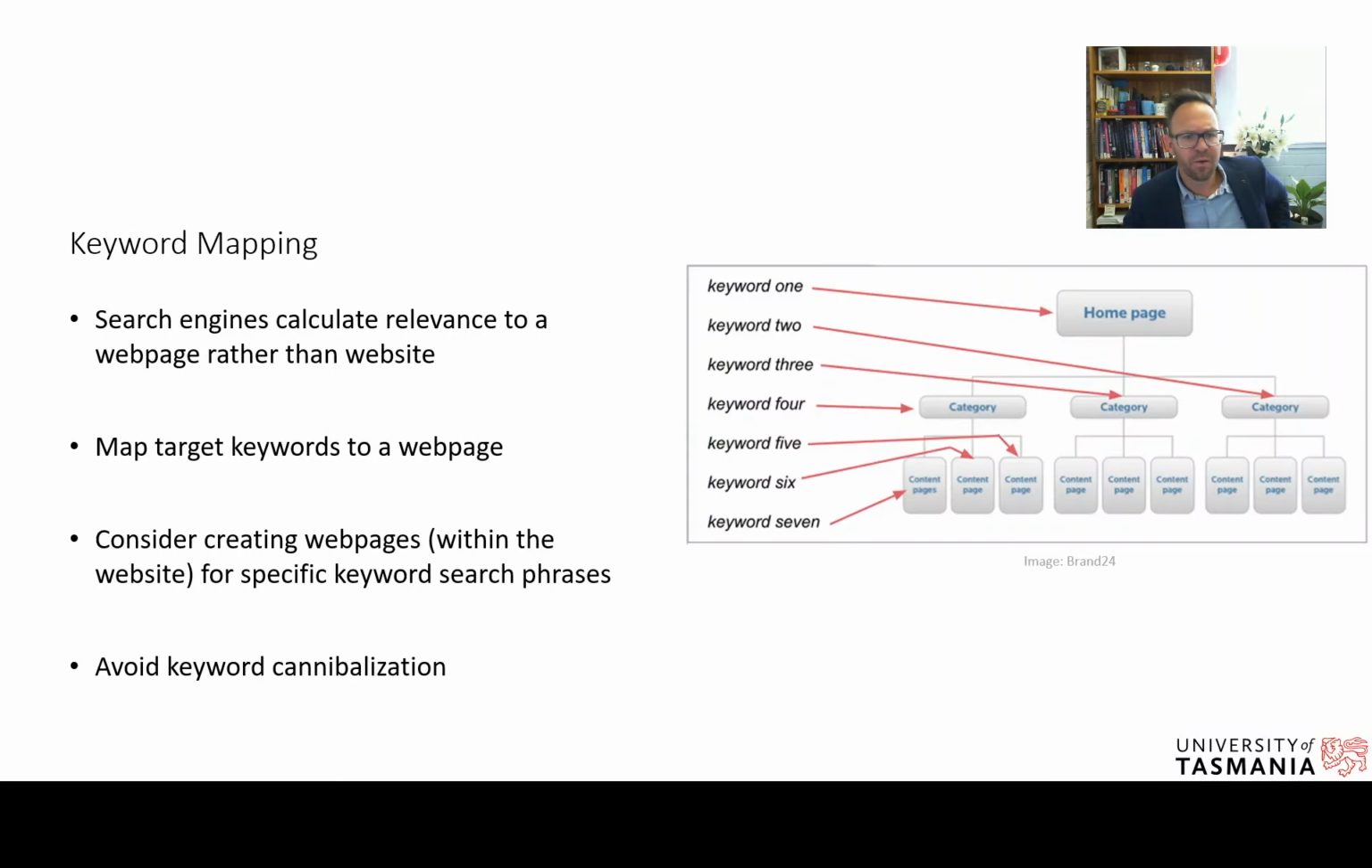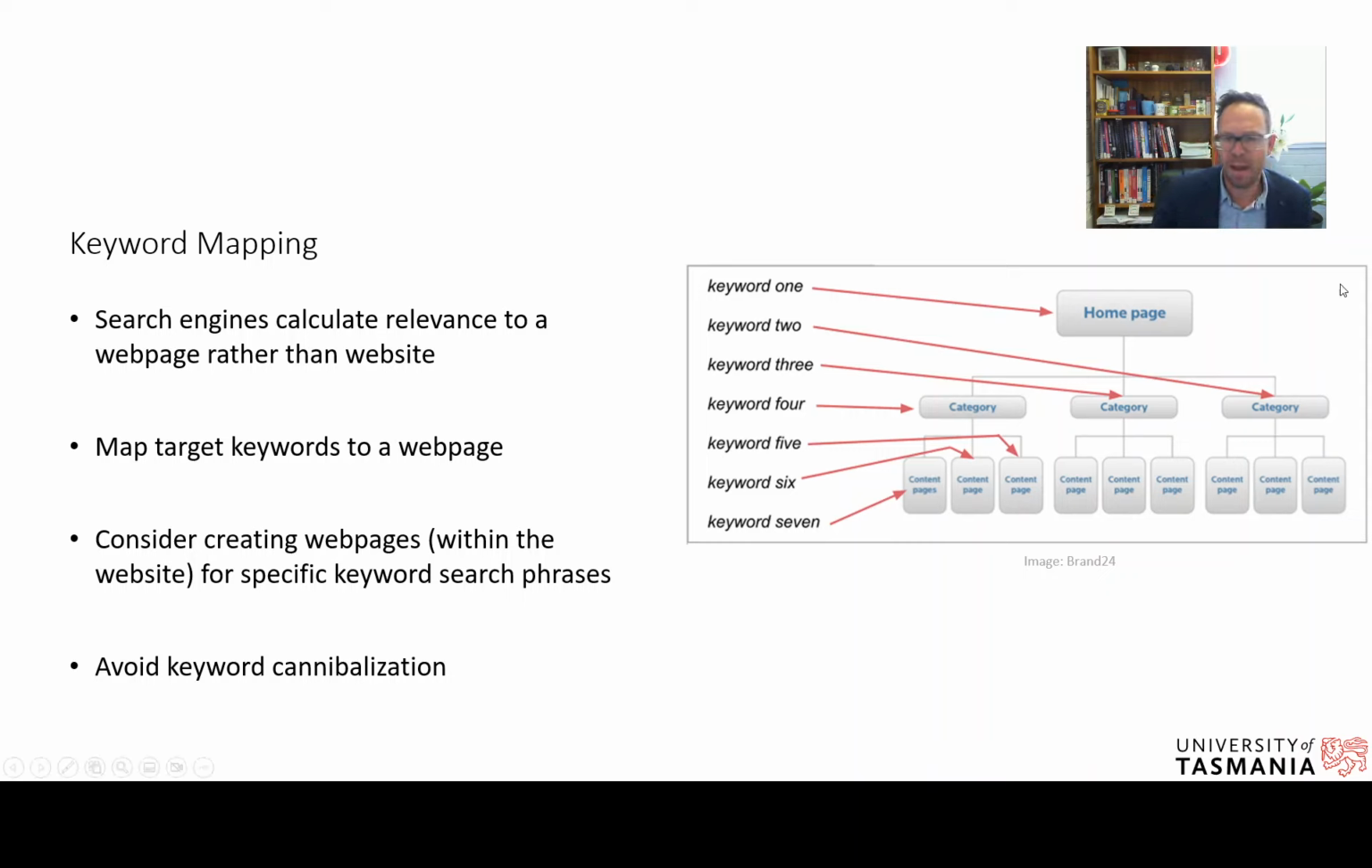All right, now we want to do keyword mapping, talk about that. So search engines calculate the relevance to a web page rather than a website. And a lot of people don't understand this because they think search engine optimization is for their whole site. So one page within your website might be getting rankings that the other pages in your website don't. So now that we know this, we sort of want to map out and go, well, which parts of our website, which pages within our website are going to target different words.